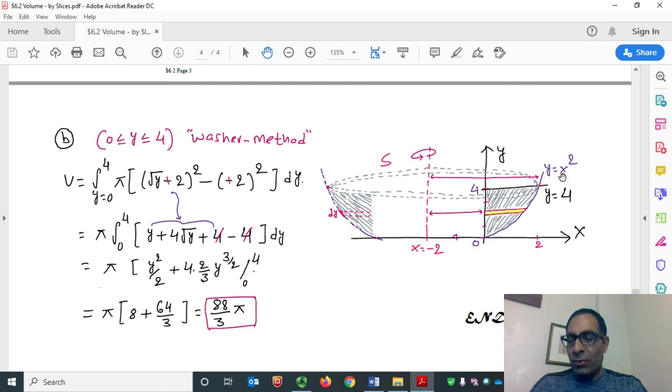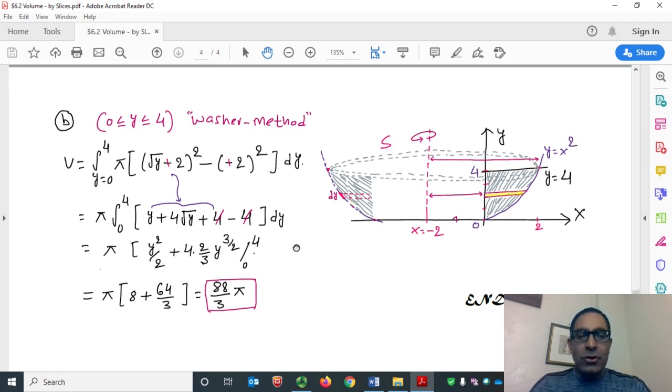What is x? Solve this equation for x. So x equals radical y. So then the outer radius is radical y plus 2, squared. I hope this makes sense to you all. Similarly, the inner radius is the distance from the axis of rotation to the inner curve. The inner curve is the y-axis, so this distance is simply 2. So 2 squared. Great.